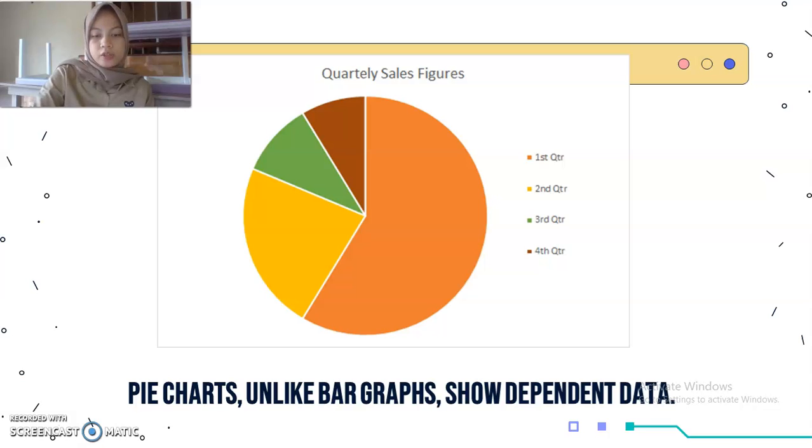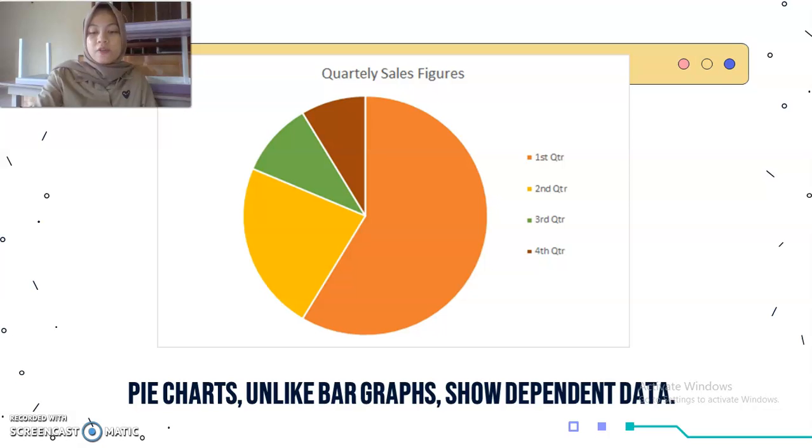From the pie chart, you can see immediately that sales in quarter 1 were much bigger than all the others, more than 50% of total annual sales. Quarter 2 was next with around 25% of sales. So pie charts, unlike bar graphs, show dependent data. Pie charts show percentage of a whole.